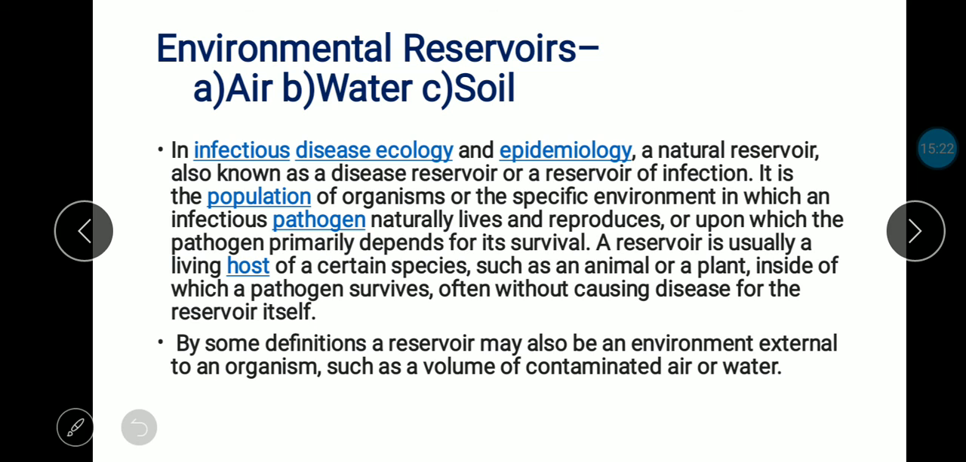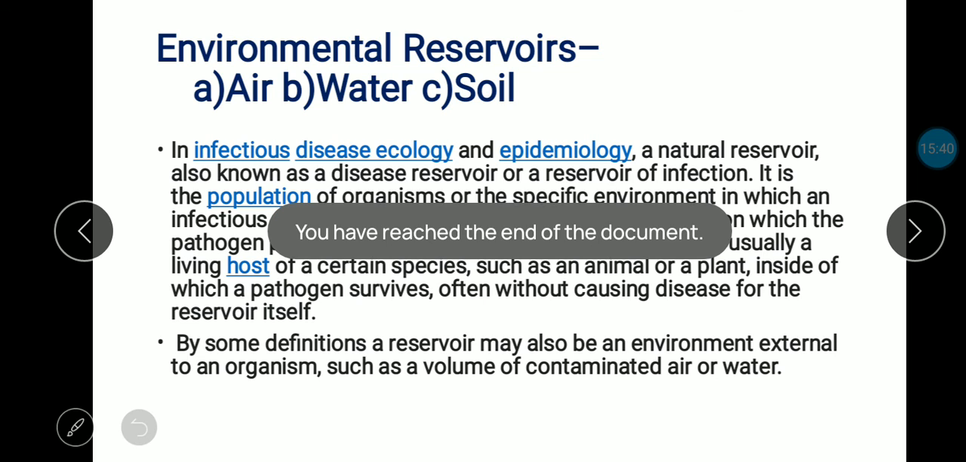By some definitions, a reservoir may also be an environment external to the organism, such as a volume of contaminated air or water, which also acts as a reservoir.